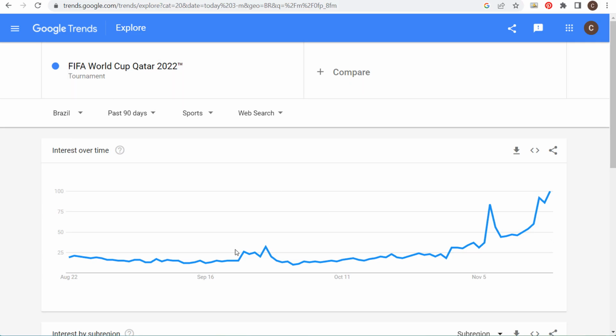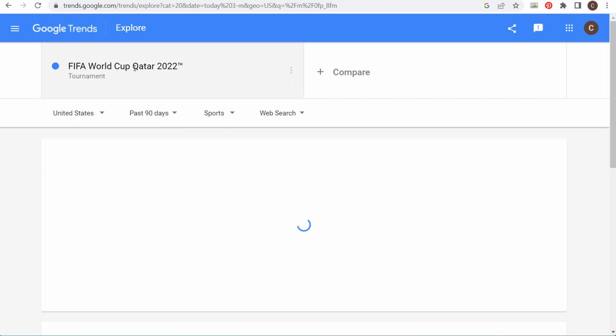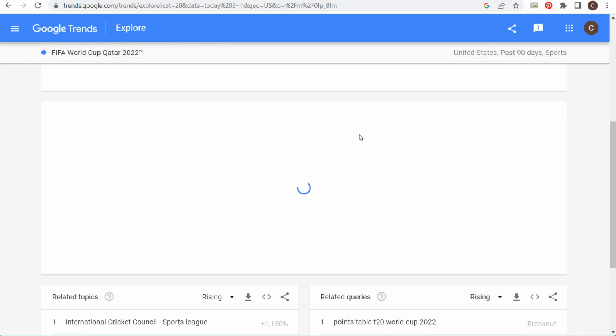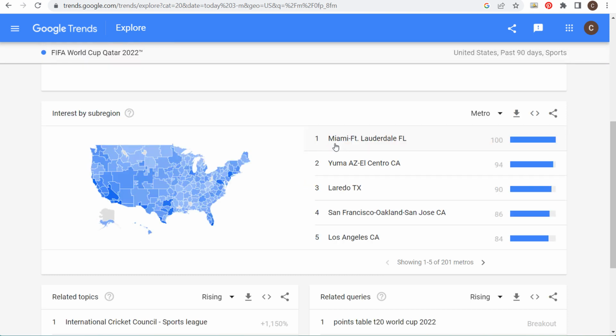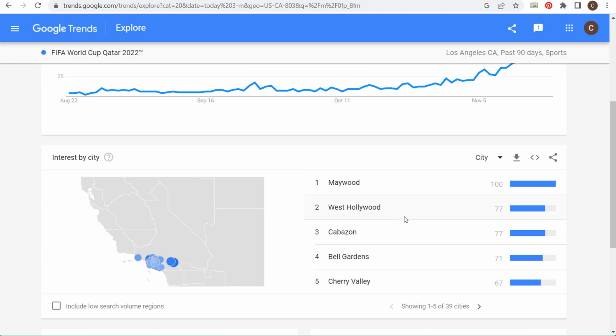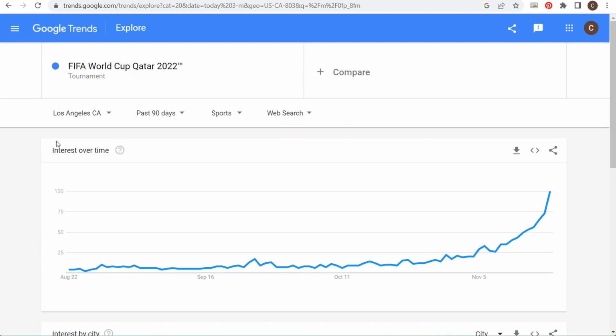If you want to look at different locations, you can easily do that. So if we come to the United States, we can see which areas in the United States have the highest level of interest in the World Cup. So looking at sub-region: District of Columbia, New Jersey, California, Texas, Florida. But let's look up metro areas. So Miami, Fort Lauderdale, the most popular metro area as far as the World Cup. So you're going to see a lot of different cities here, and we can click to a specific city and break it down even further by city. So you can find all sorts of different information here by adjusting the location.